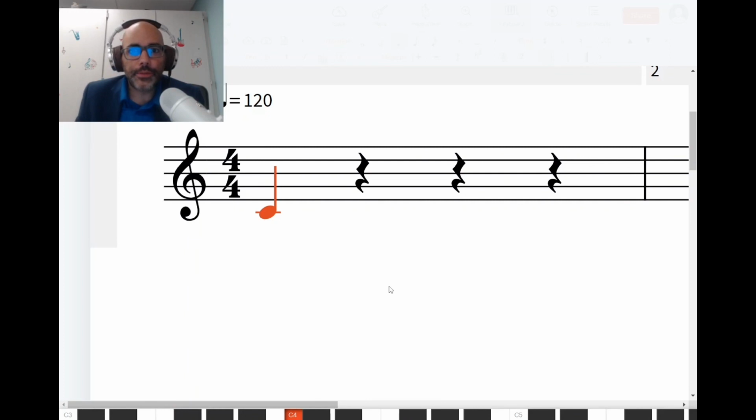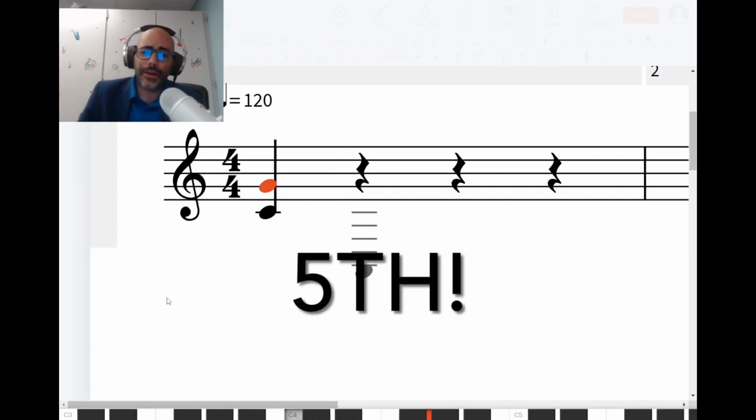Welcome, and it's time to play Name That Interval. Okay, here's the contestant. You are the contestant. And let's name this interval. So we're starting on a C, and we're going to this note. What interval is it? If you said fifth, you're right, it's a fifth.